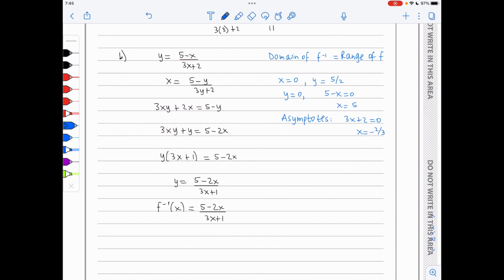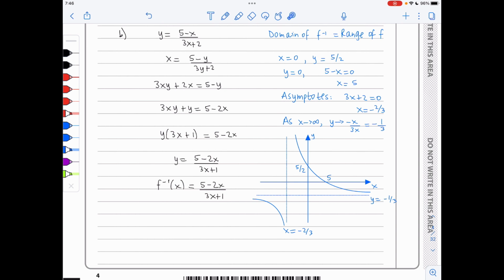For the horizontal asymptote, we consider y as x tends to infinity. So as x tends to infinity, the 5 and the 2 are insignificant, and therefore y tends to -x over 3x, which simplifies to -1/3. So that's the equation of the horizontal asymptote, and therefore I now have enough information to sketch f(x).